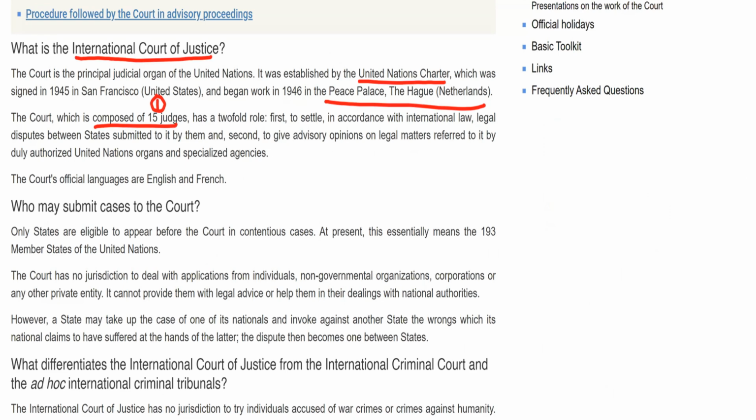Now come to the point of how many jurisdictions. There are two types of jurisdiction. The first is a dispute between states. This is a very important fact. It is not a dispute between individuals. The second is the advisory opinion. You have different types of jurisdiction in the Supreme Court also. Similarly, you have two types of jurisdiction here, 15 members, and you also find an Indian member as a judge.